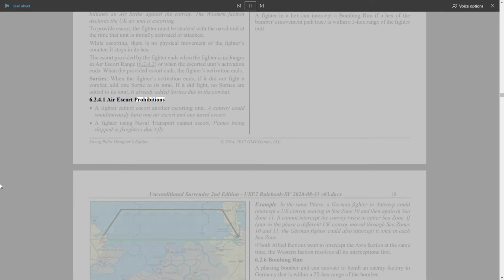6.2.4.1 Air Escort Prohibitions. A fighter cannot escort another escorting unit. A convoy could simultaneously have 1 air escort and 1 naval escort. A fighter using naval transport cannot escort. Planes being shipped in freighters don't fly.